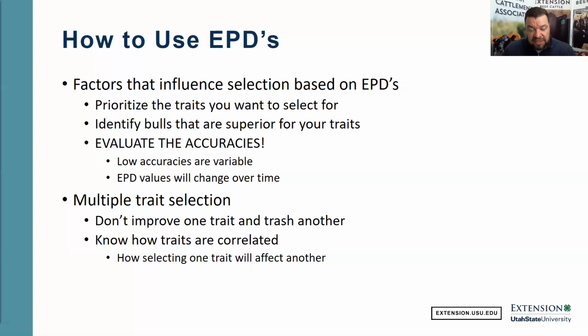Once again, multiple trait selection with EPDs. Don't improve one trait at a time and then trash all the other ones. You want to improve the animal as a whole so that you make sustainable improvements, so that your animal is more adaptable to your system.